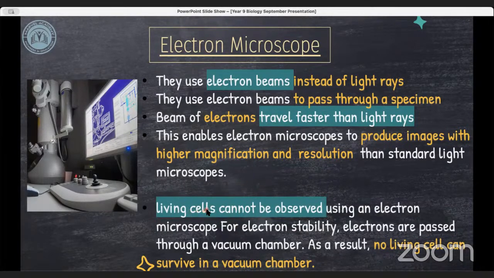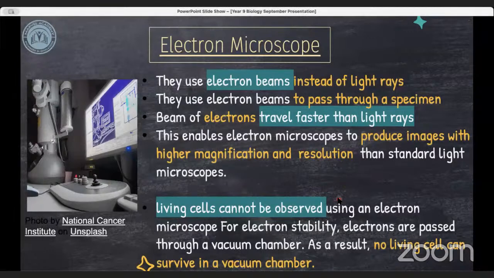That's very important, children, because when we are using electrons, they can strike the living cells and alter them, as electrons are passed through a vacuum chamber. I told you about this, right? So no living cell can survive this kind of chamber, children. You have to know that very well. Is it clear to all of you? Right, Kiran?